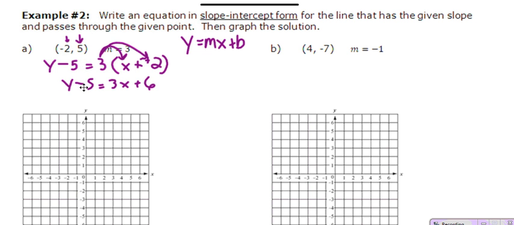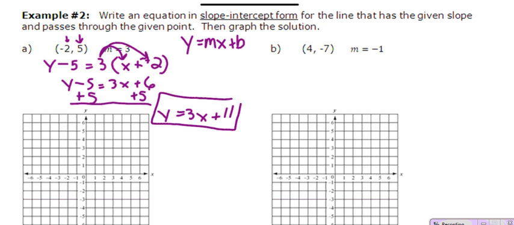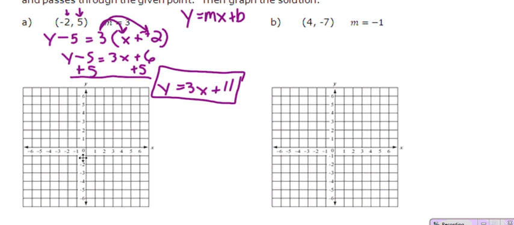And I'm going to solve for y by adding 5 to both sides. So I get y equals 3x plus 11. Here is my solution. Now that's slope-intercept form. Now if I try to graph this, I can't really use slope-intercept form to graph because my y-intercept is 11 and it doesn't go that far. But I can use what I've done before, right?